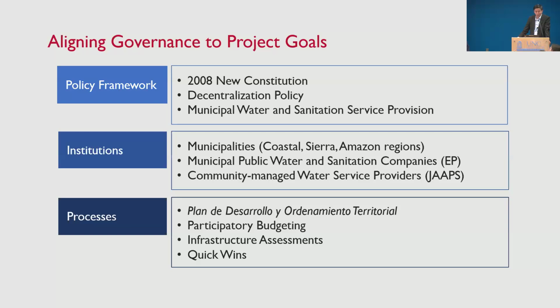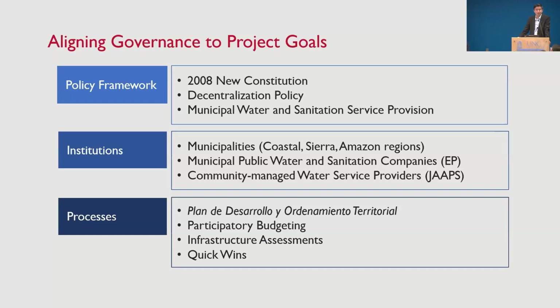So the water and sanitation service provision is delegated to the municipalities. So we have, again, 221 municipalities that are responsible for provision of water and sanitation with a lack of resources. So talking about institutions, TuMUNI is working with 30 municipalities split in the 3 regions in Ecuador.